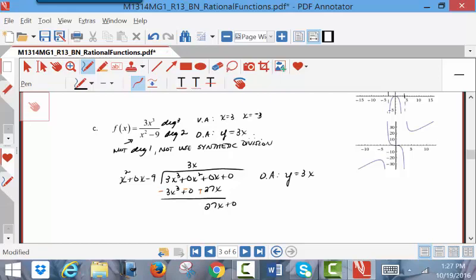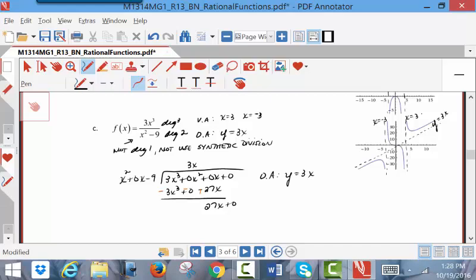And so now when you graph these, your vertical asymptotes are here and here. Your graph is not crossing them. And your oblique asymptote is the slant line coming up like this. There's your oblique. So this oblique one is your y equaling 3x line. This is your x equaling negative 3 vertical asymptote and your x equaling positive 3 vertical asymptote.